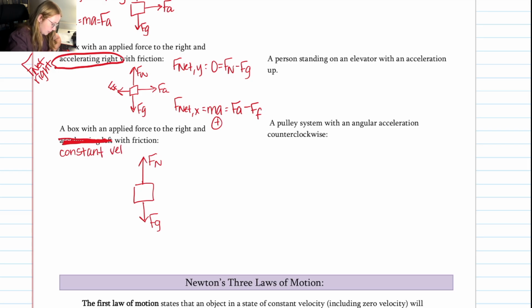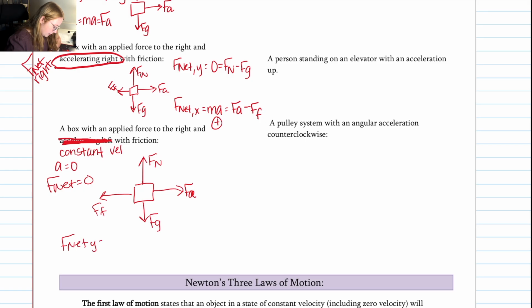So what do we know about constant velocity? If it's constant velocity, the overall acceleration should be 0. And so if I apply a force to the right, I need an acceleration of 0, which means that the net force should be 0. So if I apply the force to the right, there should be an equal force acting left.